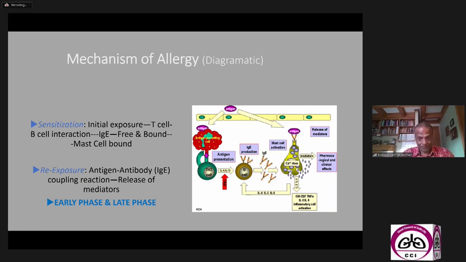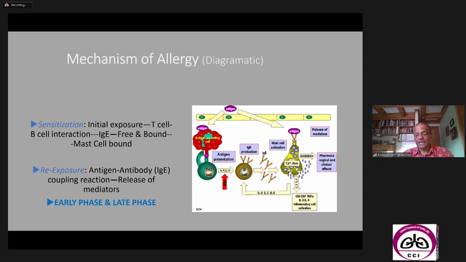So it is waiting. Then the re-exposure, the second arrow, the antigen enters. Imagine it's a dust mite antigen. There is no antigen presenting cell there. It just enters immediately. That antigen is picked up by those specific IgE antibodies, what we call a coupling reaction. Two identical IgE antibodies, sitting side by side, will catch that antigen, and that causes the antigen antibody reaction, release of all these mediators, histamine and chymase, tryptase.